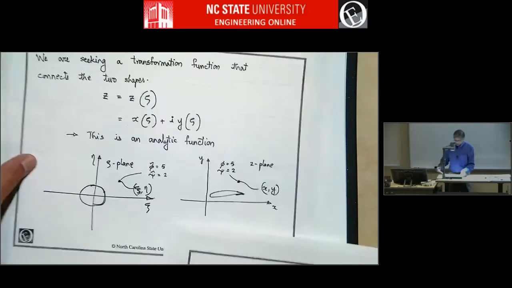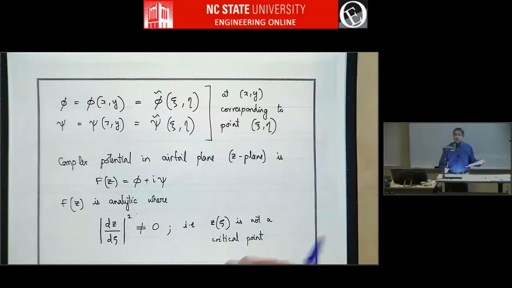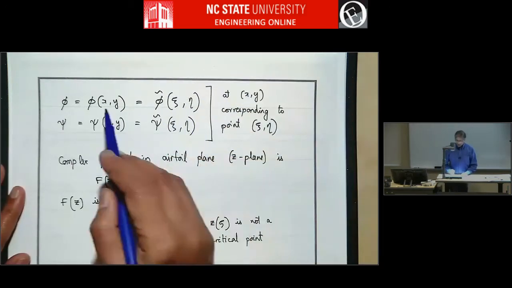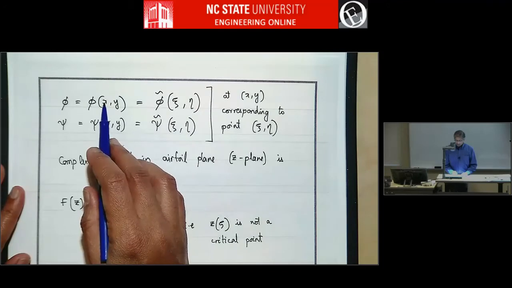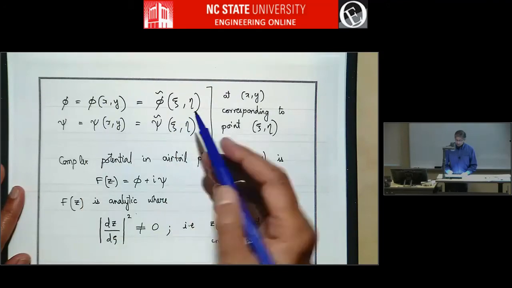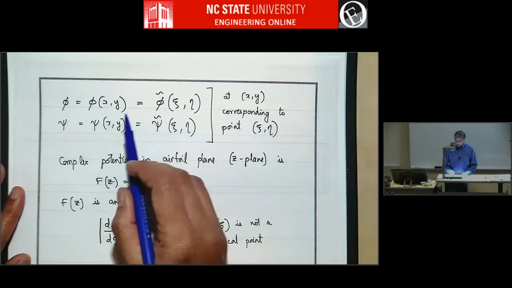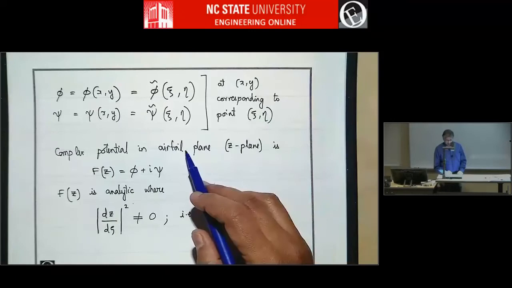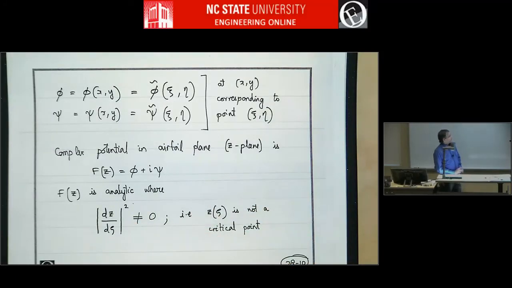So in other words, we want a function that will do this. Phi, which is a function of x y, will be equal to phi tilde at the corresponding xi and eta. So if you take this x and y and make it xi and eta, going from the z plane to zeta plane, the phi will be the same and the psi will be the same. So that's what we want.